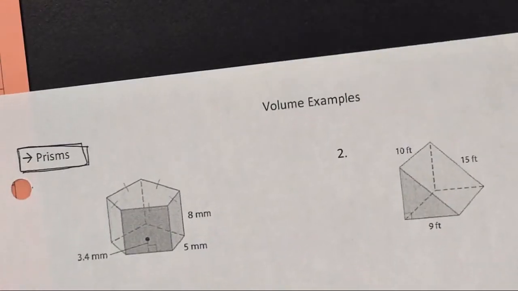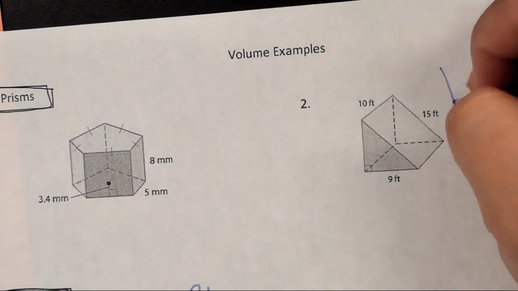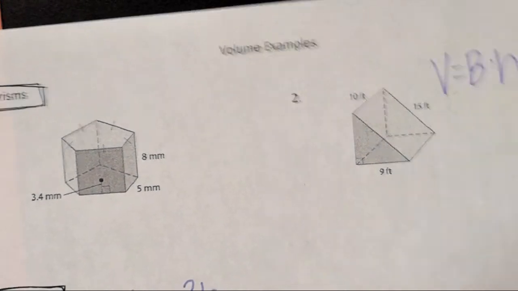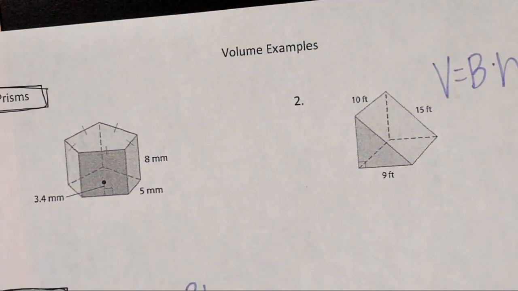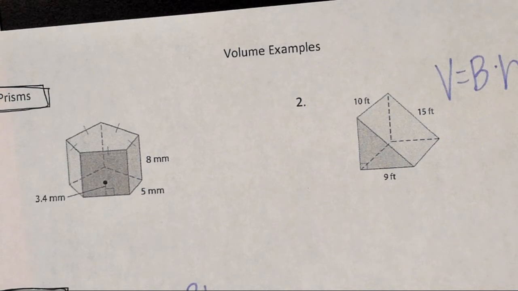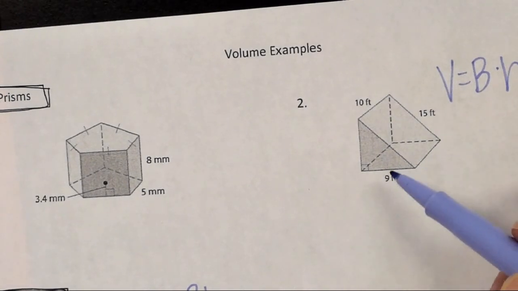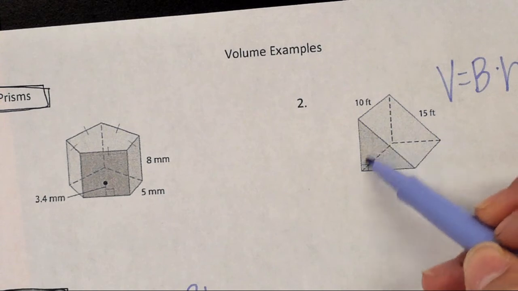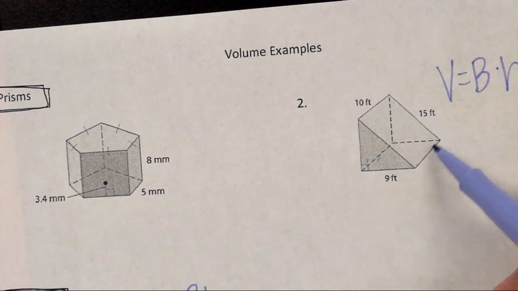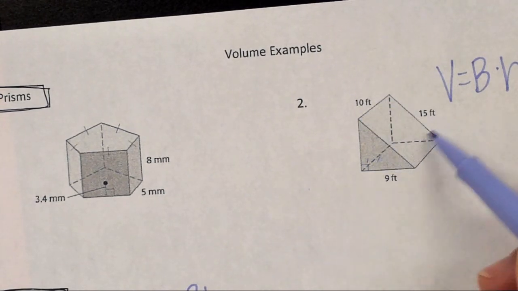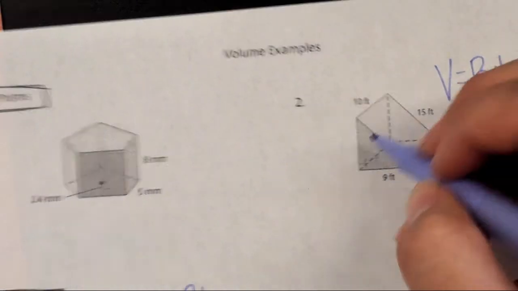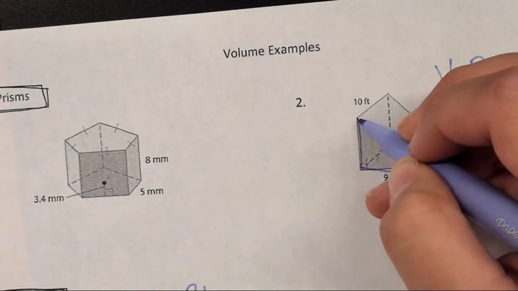All right, number 2. This is our first prism. V equals big B times H. What is the shape of the base? I heard it. Triangle. Look at number 2. The only one I see twice is a triangle. I see it right here and in the back. The other sides all have 4 sides. So your base is this triangle right here.